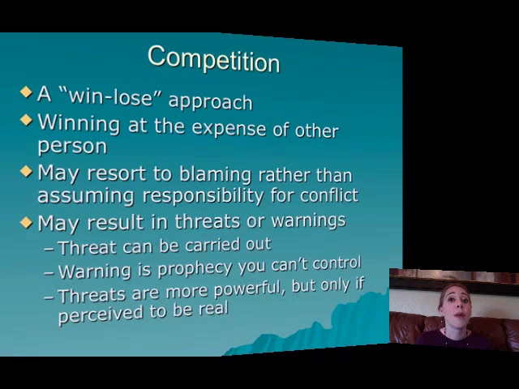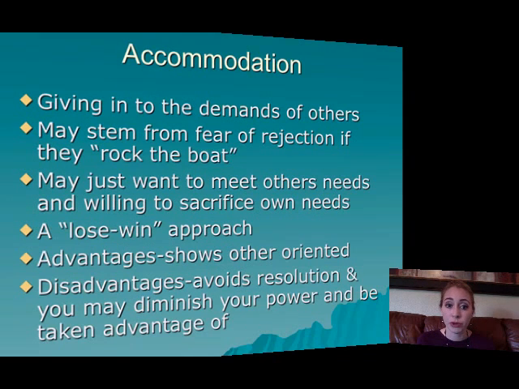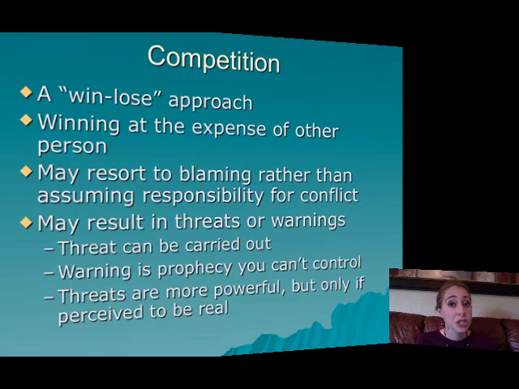Okay, so competition, another management style, a win-lose approach. So notice that before we had a lose-win approach because I automatically lose, you automatically win. Competition management style is win-lose. So I win, you lose. Winning at the expense of the other person. Thinking about it in terms of a battle that must be won. I'm going to compete until I conquer, and I'm going to make sure that I have the victory here.